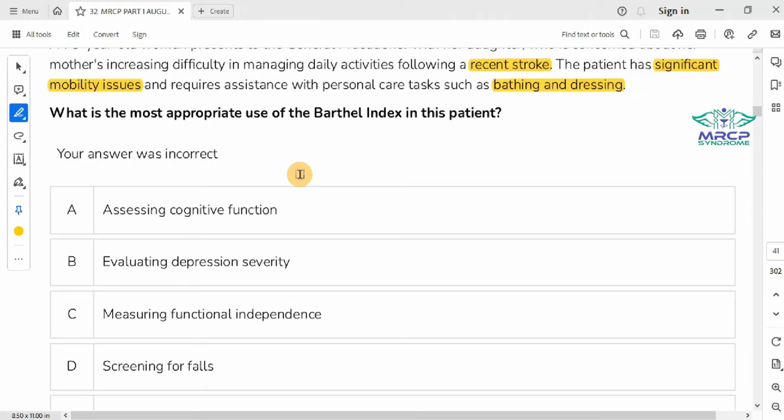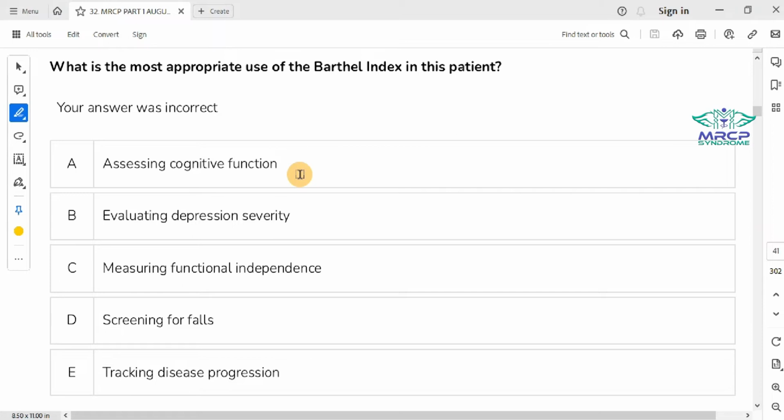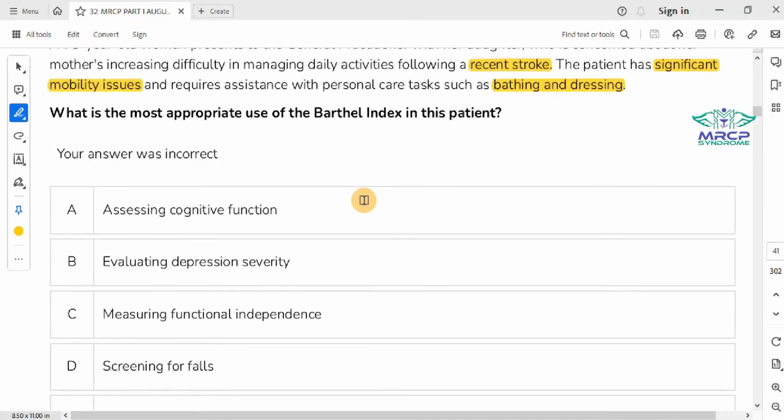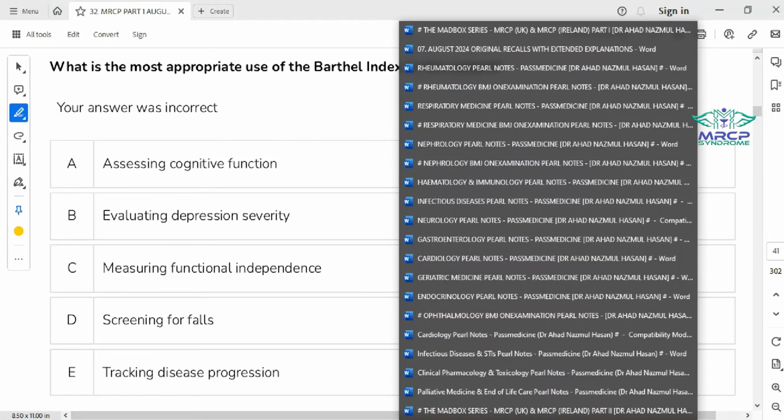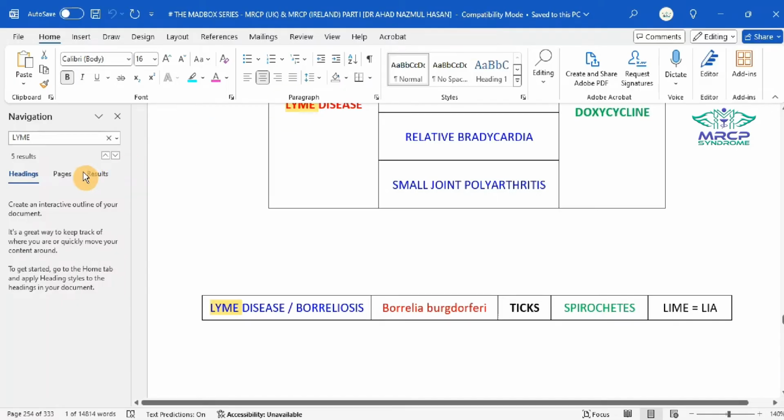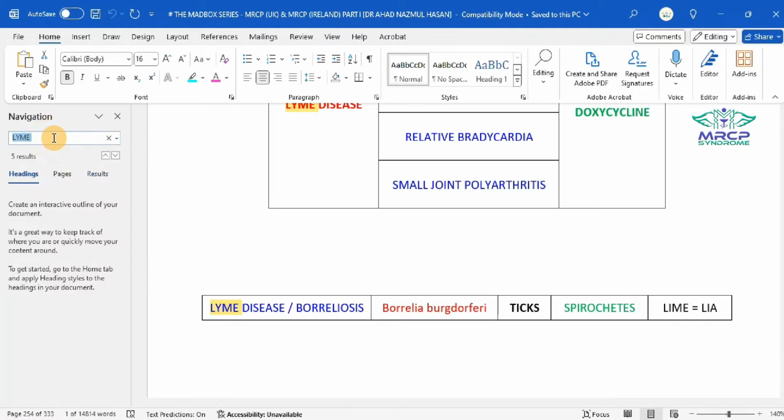Assessing cognitive function, evaluating depression severity, measuring functional independence, screening for falls, or tracking disease progression. C, functional independence. So assessment of Barthel Index in a patient with stroke. This is for the measurement of functional independence. This is related to ADLs, activities of daily living.